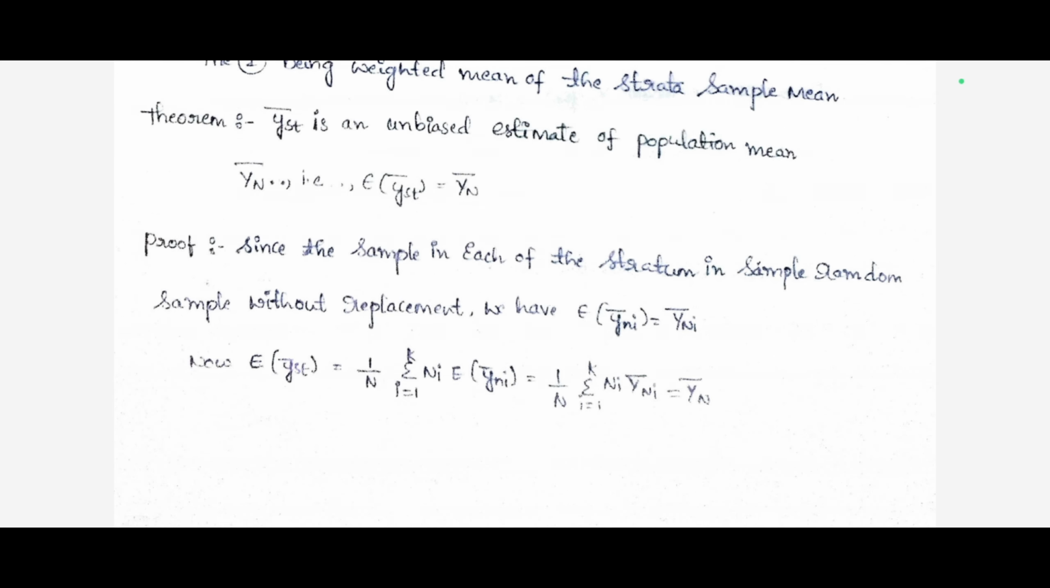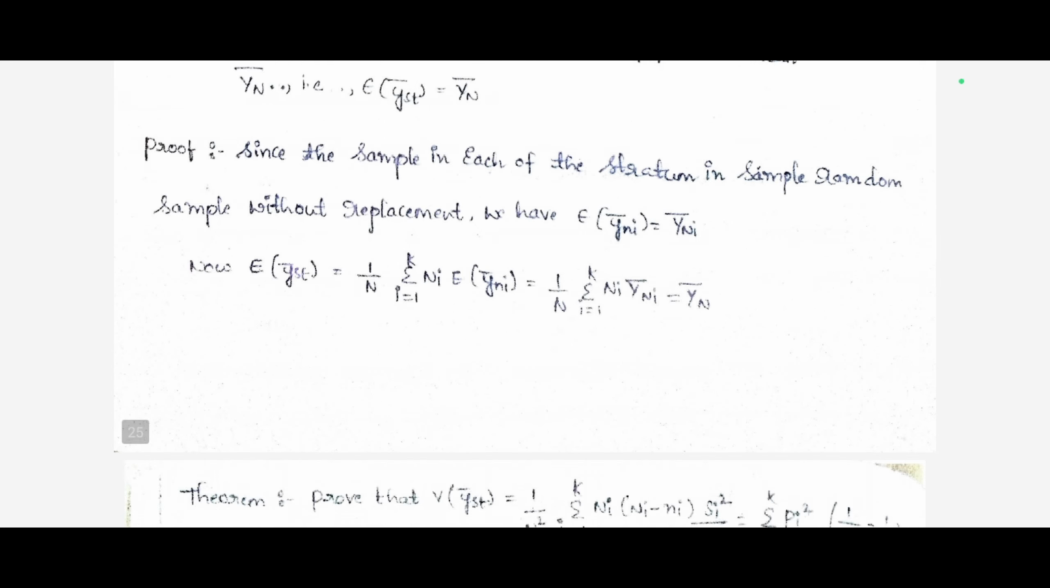Theorem number 1: Y bar of ST is an unbiased estimate of the population mean, that is, the expected value of y bar of ST is equal to capital Y bar of N. Just a very simple proof.